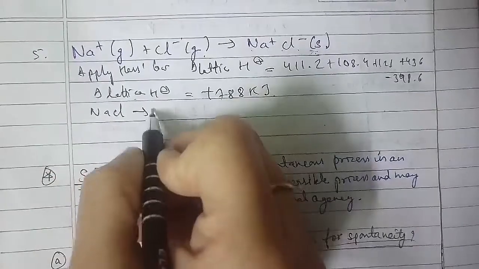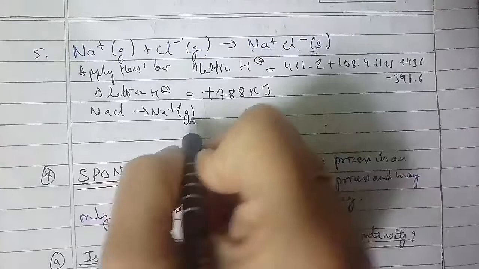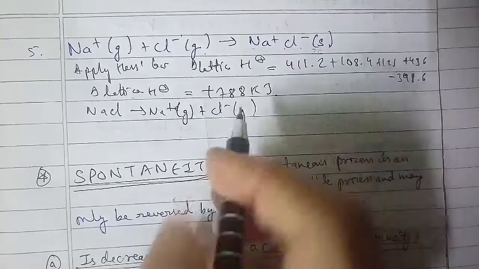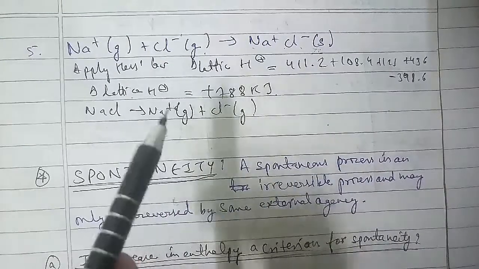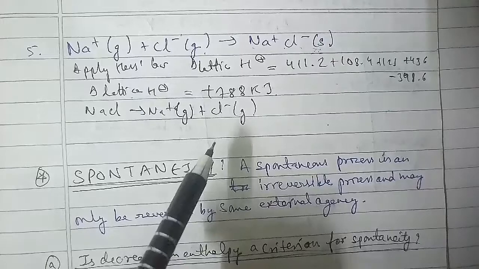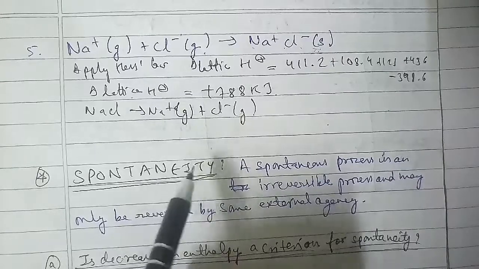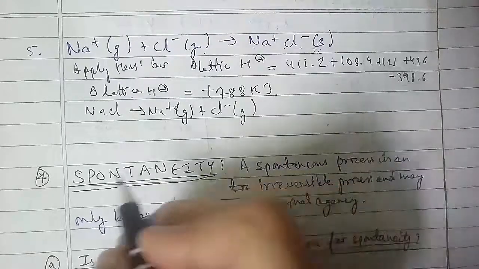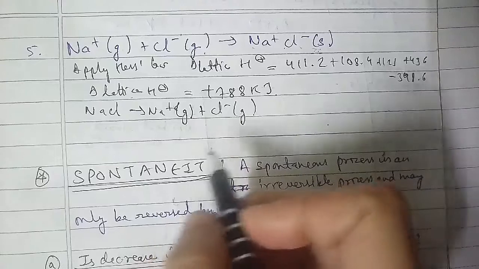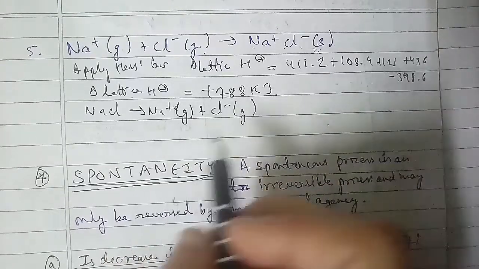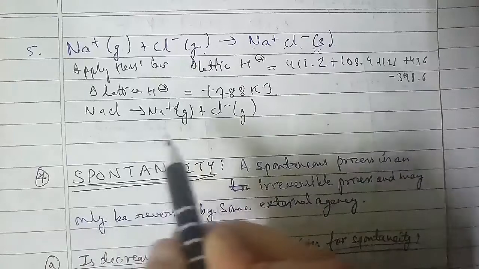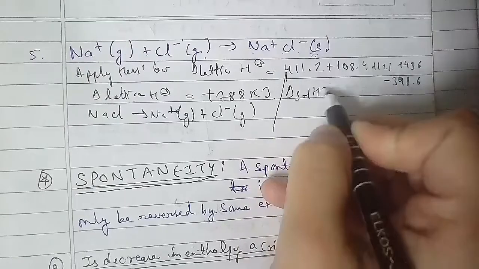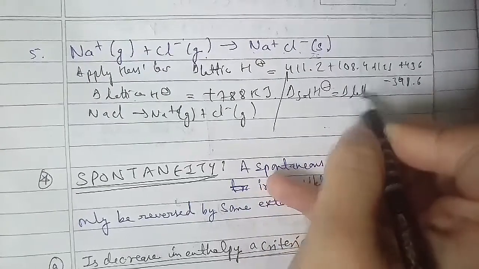Now we use the value of the lattice enthalpy to calculate the enthalpy of solution from the expression: delta sol H° equals delta lattice H° plus delta hydration H°. For 1 mole of NaCl, the lattice enthalpy is plus 788 kilojoule per mole, and the hydration enthalpy is minus 784 kilojoule per mole.